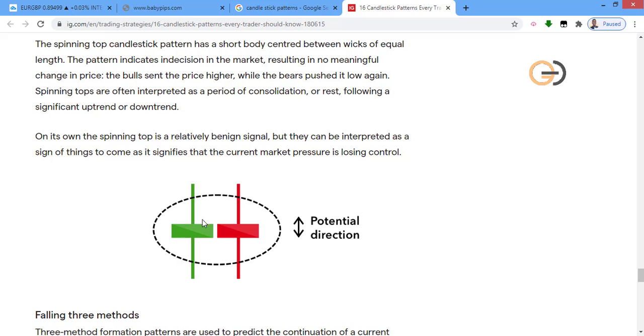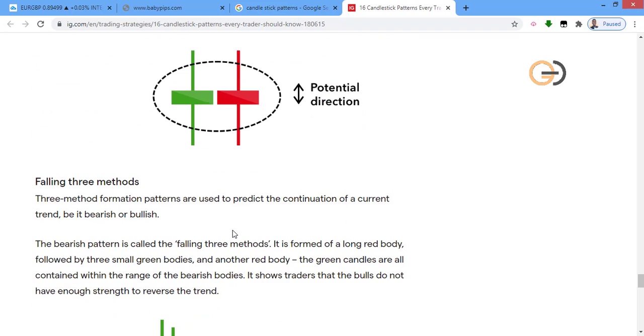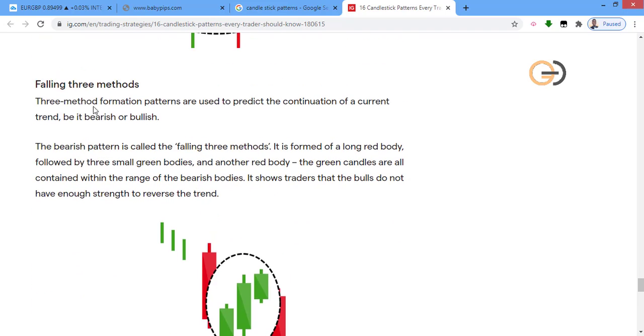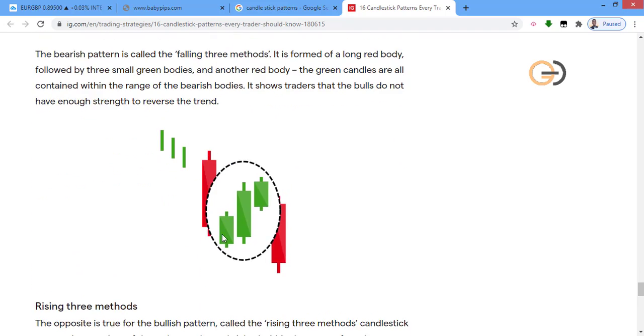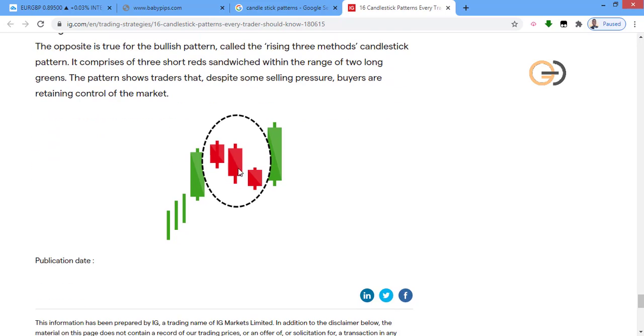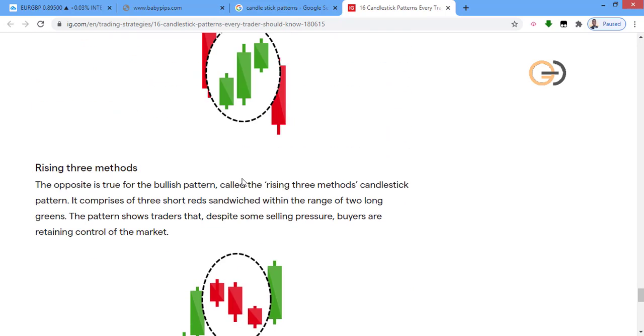Then we have the spinning top, the same thing. Two doji, or two candles having the same level of height, the same level of body size. You don't really know where they're going. You wait for another candlestick to know the direction of the market. Alright, the three falling method. When you see three candles lapping together going in one direction, then you know it's a reversal pattern. Then the three rising method, the same thing.